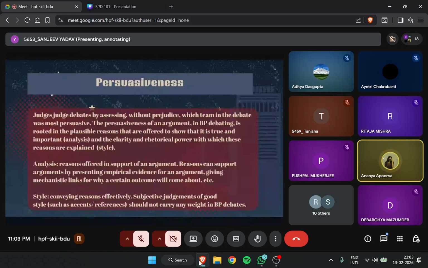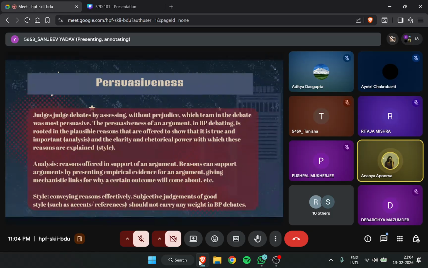Now, what do we mean by style? Style is conveying your reasons effectively. By style, we obviously do not mean any sort of accents or tones that you might prefer, because I understand everyone has preferences of accents, tones, and manners of speaking that they like to listen to or that sit with them better. But that is not something that you're judged on. By style, I mean conveying your reasons effectively, with clarity, and with rhetorical power. If you're able to convince the adjudicator, the people who are judging you, that whatever you're saying is actually true and is actually going to hold, that is something that comes in with style.